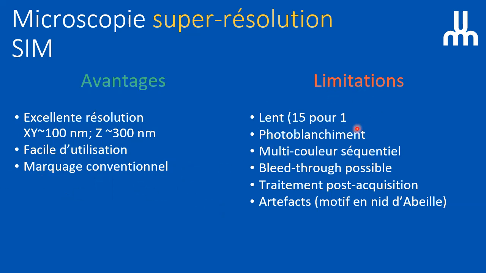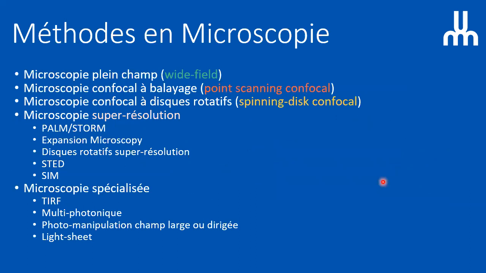The limitation is that it's a bit slow. You have to take at least 15 images to get one image. You have to use a very strong power, so there's a lot of photo bleaching. You cannot do multicolor at the same time. You have to use the same camera several times, so multicolor is even slower. There is some bleed through between channels, and you have to do post-acquisition processing. There are also artifacts that come from the principle of super resolution. If you have a very good sample, then you don't see this artifact. That's the end of super resolution.